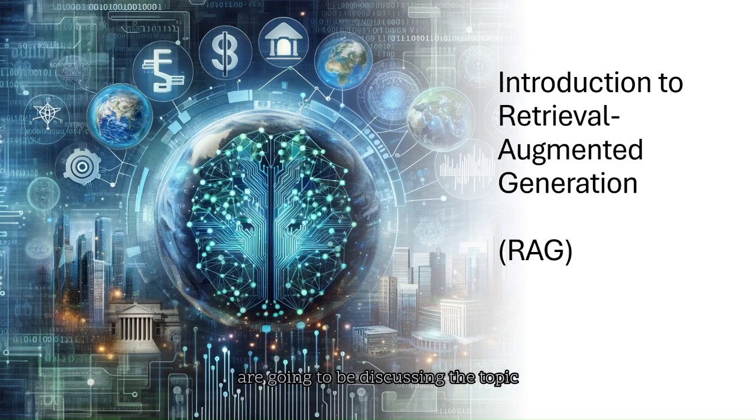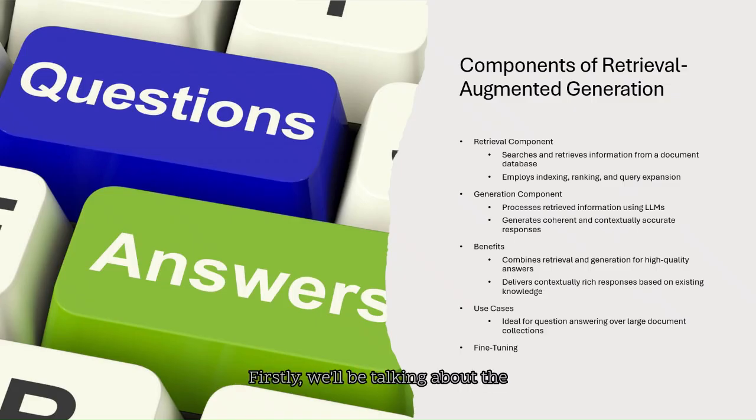Today we are going to be discussing the topic Retrieval-Augmented Generation, which we say as RAG as well. So let's get started. Firstly, we'll be talking about the components of Retrieval-Augmented Generation. It combines two fundamental components, retrieval and generation, to create a powerful system for question answering and content creation.